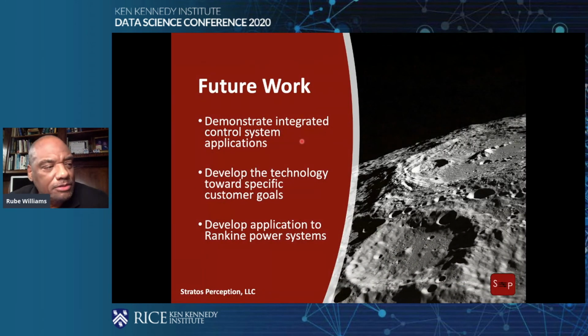Future work, we'd like to demonstrate this technology with control systems. This could be integrated into a control system by providing parameters to that control system, or we can integrate a control system right into the sensor. There are a lot of different directions to go with the technology, so we'd like to develop it toward a specific customer goal, so we're interested in a customer. There's a dynamic power system that's almost forbidden in space called Rankine. We'd like to work with that and maybe bring that to space.